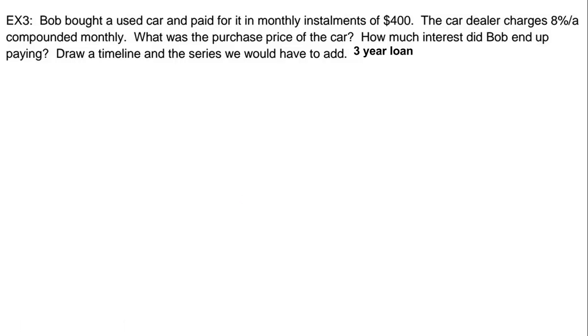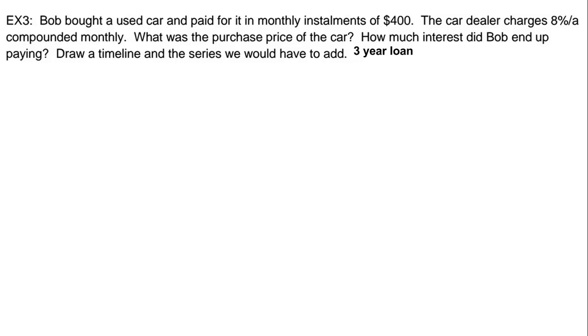This lesson is a little bit long. Bob bought a used car and paid for it in monthly installments of $400. The car dealership charges 8% per year, compounded monthly. What was the purchase price of the car? How much interest did Bob end up paying? I forgot to actually answer this second question, so I'm just going to talk about that. We're going to draw a timeline in this series.